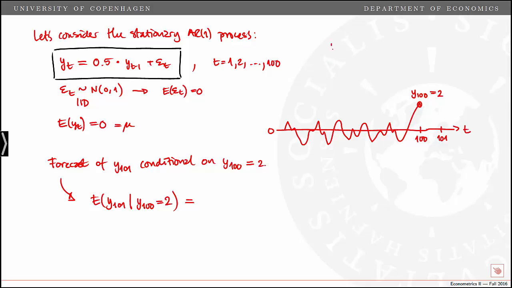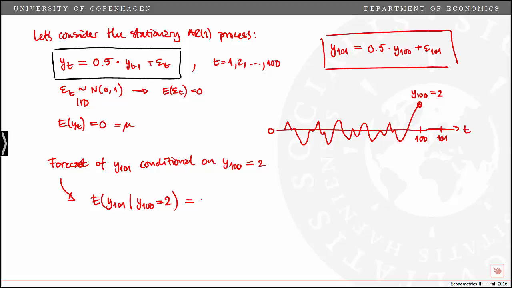So note that we can write y_101. If it follows an AR(1) process, we can write it as 0.5 times y_100 plus epsilon_101, like this. So let's plug that in to our conditional expectation down here. And we get the conditional expectation of 0.5 times y_100 plus epsilon_101, conditional on y_100 being equal to 2. Now, when we condition on y_100 being equal to 2, we can plug that in here. So that gives us the expected value of 0.5 times 2 plus epsilon_101 conditional on y_100 being equal to 2.